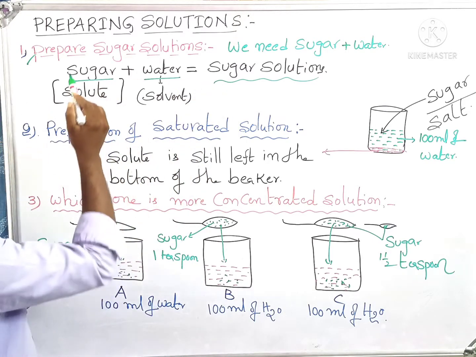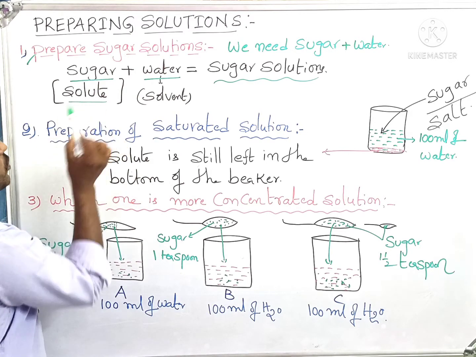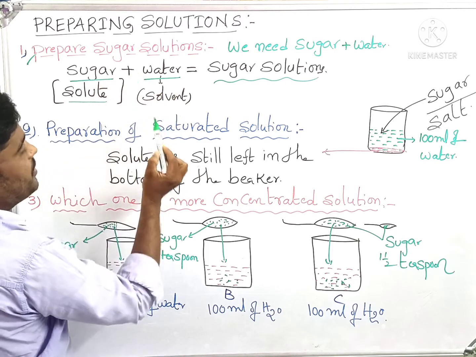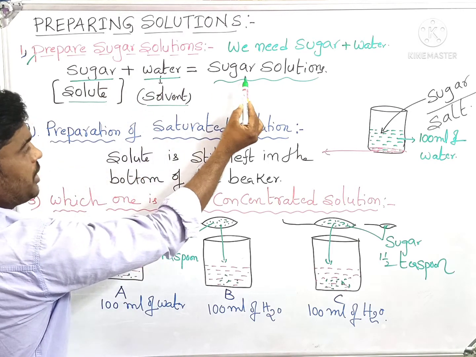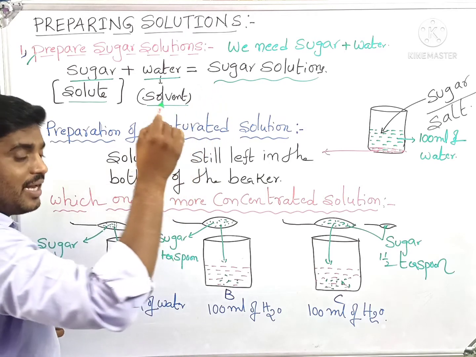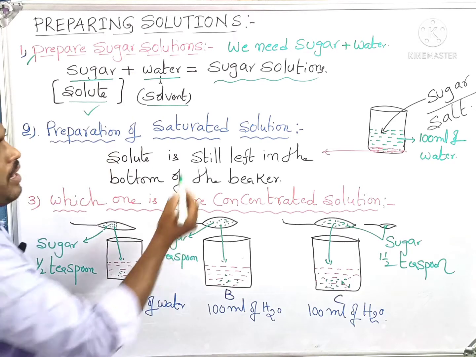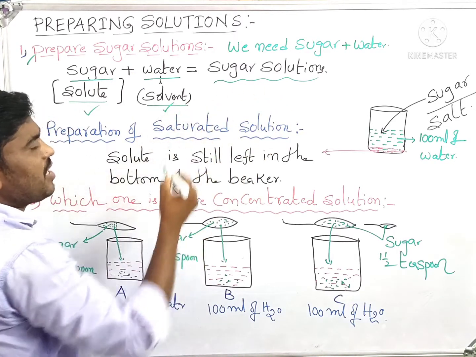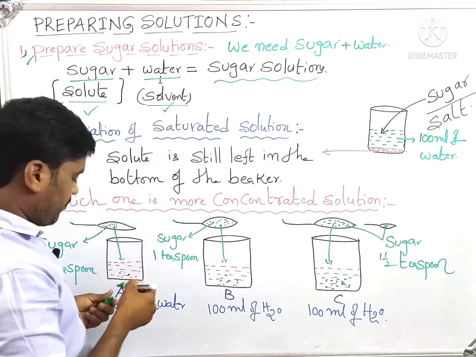So here sugar is dissolved in water, that's why I call this the solute. Inside the water sugar is dissolved, so this is the solvent. In sugar solution sugar is the small amount, that's why I call it the solute. In sugar solution water is the high component, that's why I call water the solvent.